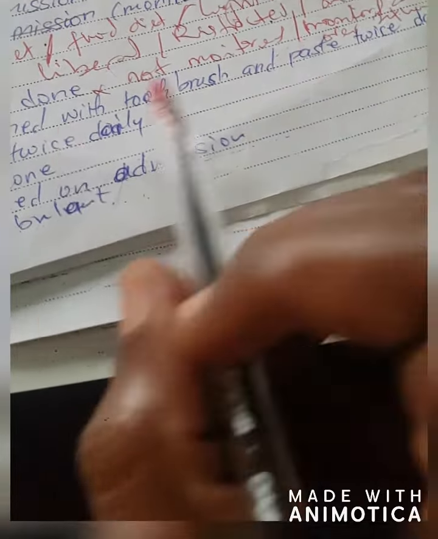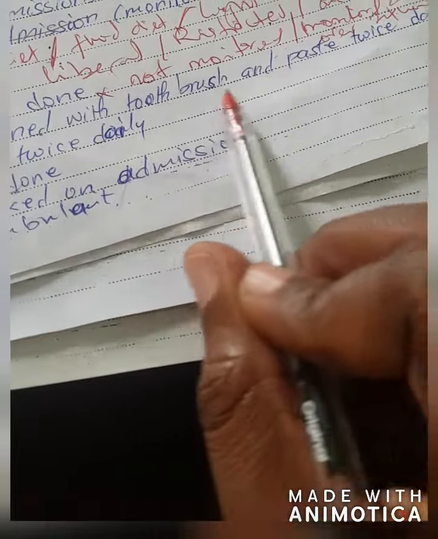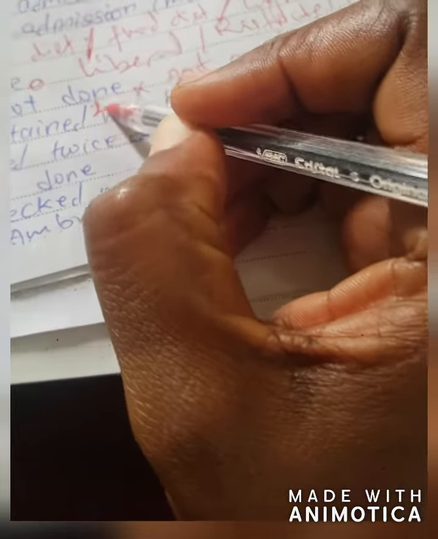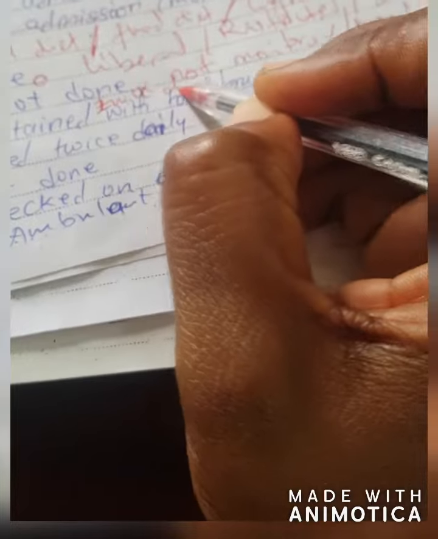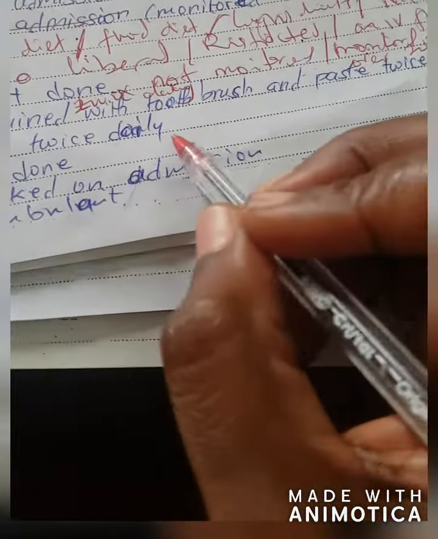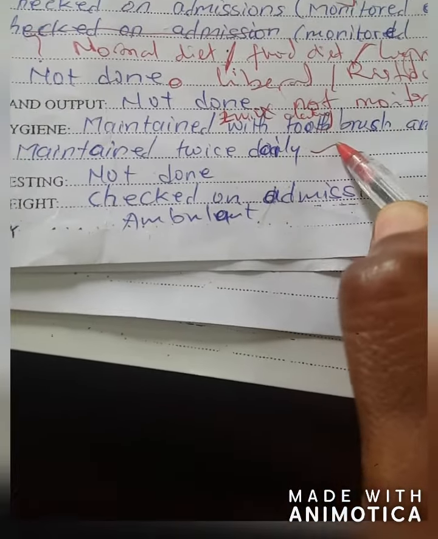That's the correct one. Maintain with both toothbrush and toothpaste. This is correct, but we are usually interested in the number of times, so maintain twice daily or once daily. If you even end it that's okay. Maintain twice daily. Bath, that's okay.